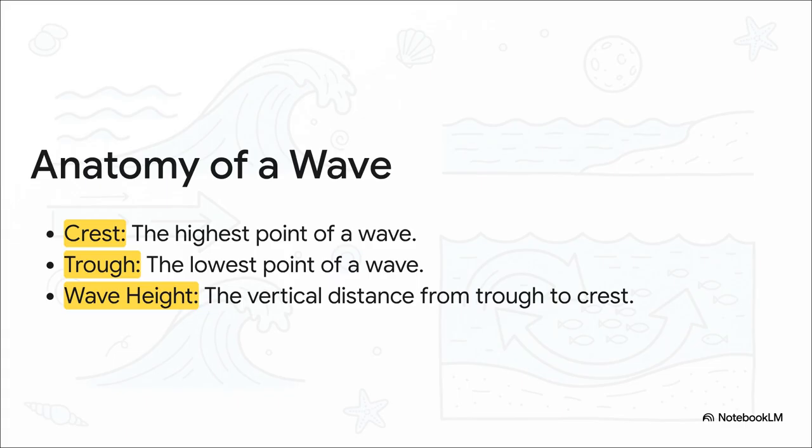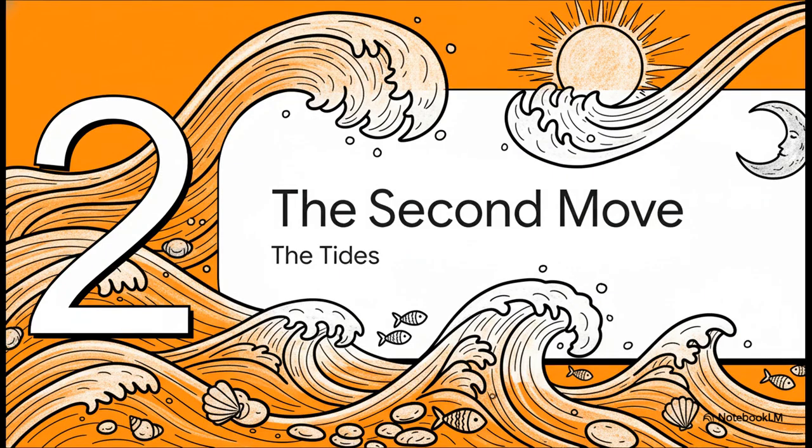Now, for your exams, you just need to know the basic parts. The very highest point of a wave is called the crest. The lowest point is called the trough. And the distance from the bottom, the trough, to the top, the crest, that's the wave height. Easy peasy.